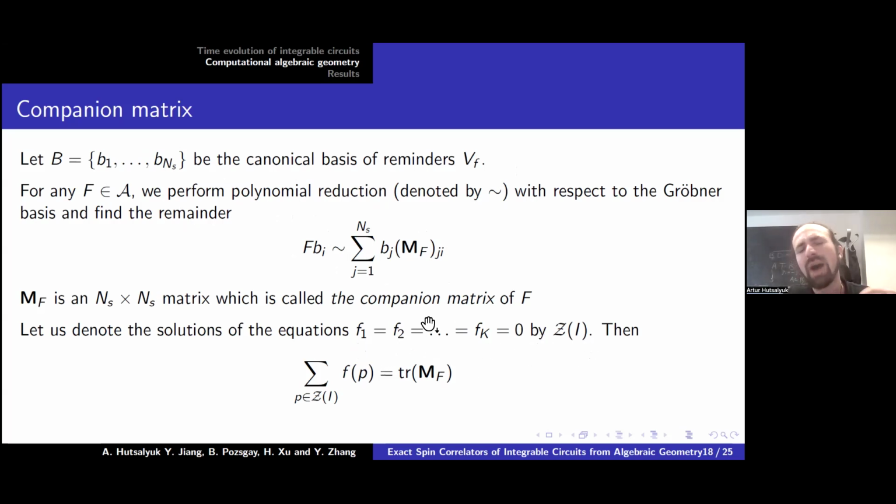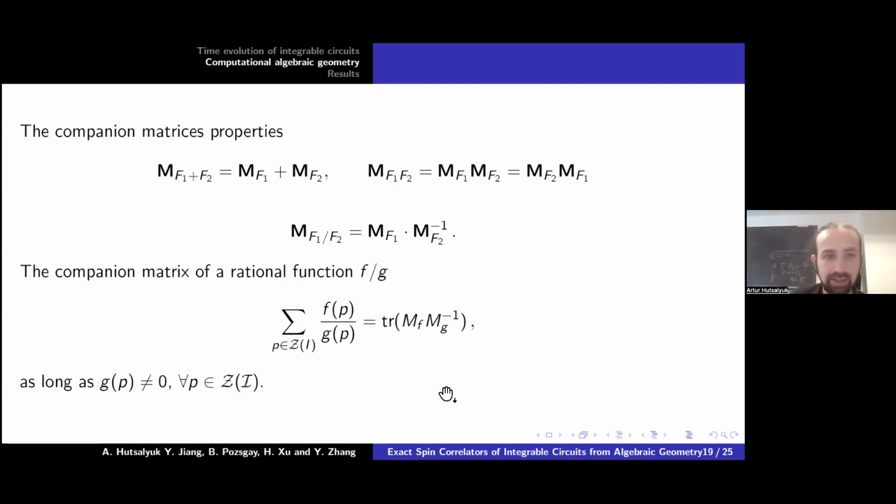We always keep in mind that our particular choice of basis of our ideal is the set of polynomial equations f1 equals f2 equals ... fk equals 0. We then denote the solution of this equation by this letter, and then there is the following theorem. If we have some function f, a polynomial function, or actually here probably even a rational function f, and we perform the summation of this function over the whole space of solutions of this equation, then the answer for this sum is given just by the trace of the companion matrix. This is basically the key formula for us. It will be clear one slide later.